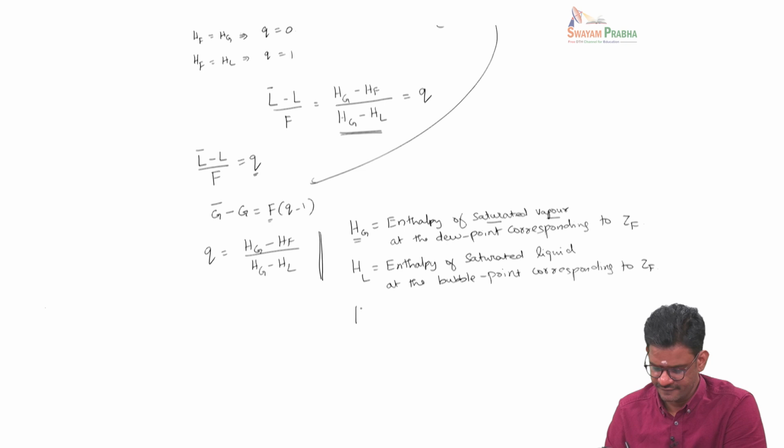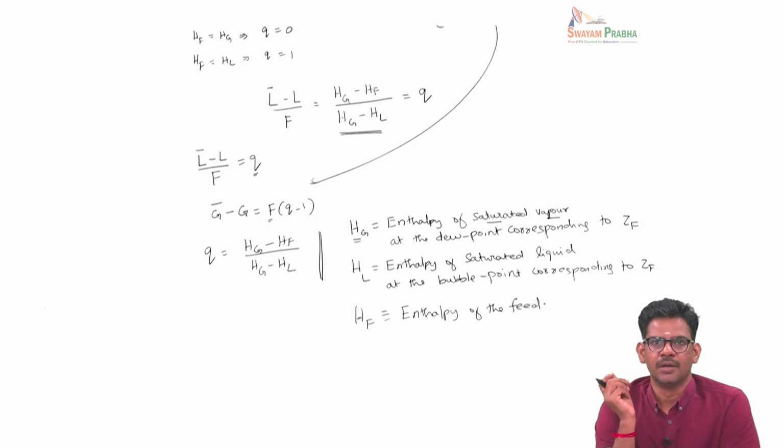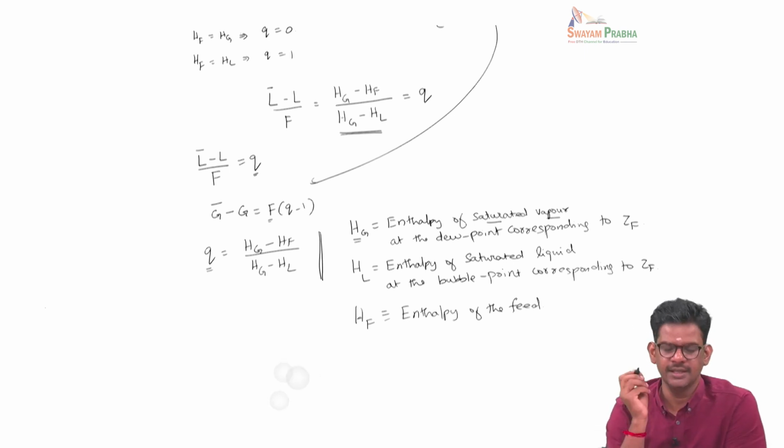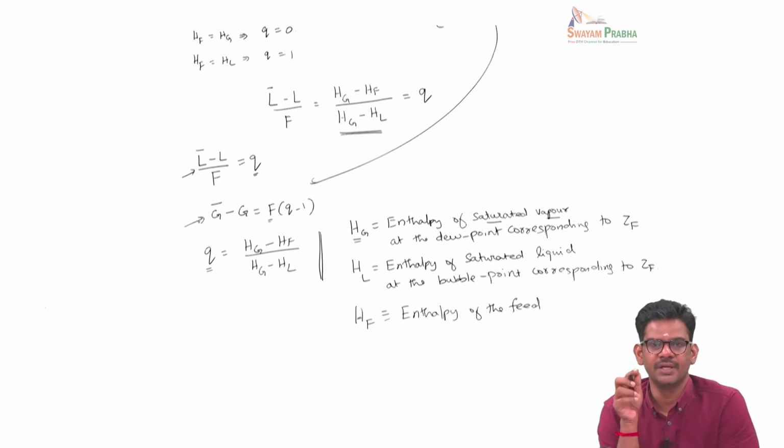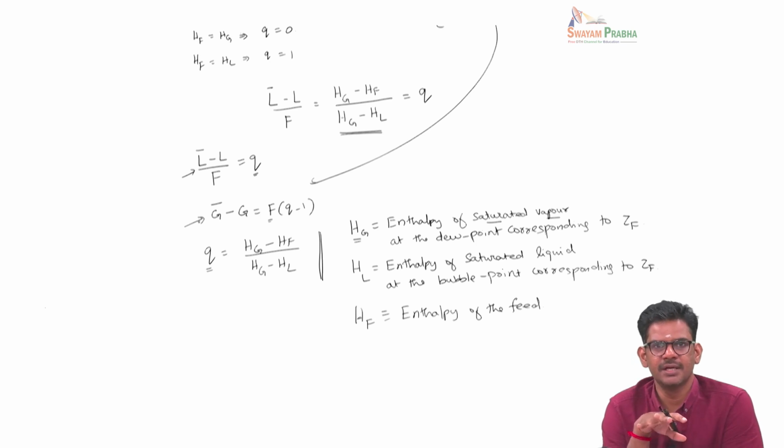Whereas HF, this is the enthalpy of the feed. So if we can calculate these three enthalpies, we can obtain Q, and if we obtain Q, we can find out the change in the liquid flow rate as well as the gas flow rate. So essentially these are all set by the material balance applied to the feed tray.